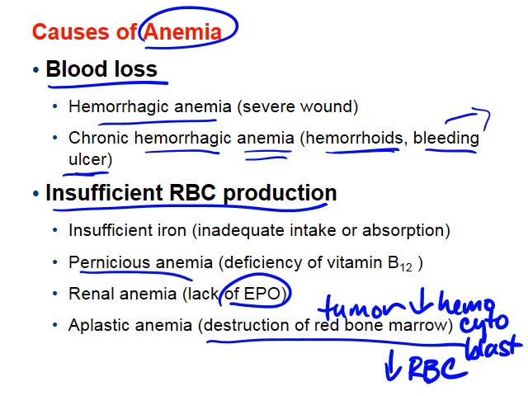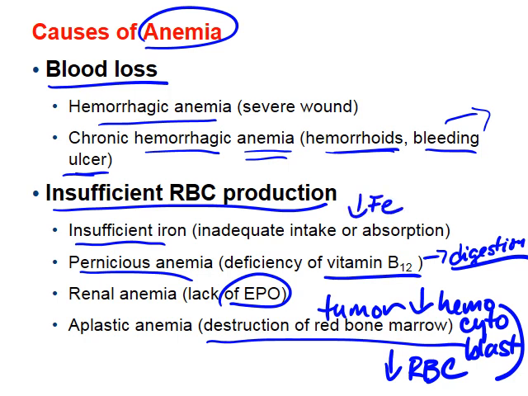The next one, pernicious anemia, is really interesting. This is a deficiency of vitamin B12. So we'll talk more about this pernicious anemia when we talk about digestion. This is one of the vitamins that we need in order to facilitate red blood cell production. Remember, we said you need it to help DNA divide as we're going from hemocytoblast to red blood cell. And then insufficient iron. So if your iron level is low, that means your hemoglobin is going to be low. That means your red blood cell count is going to be low.